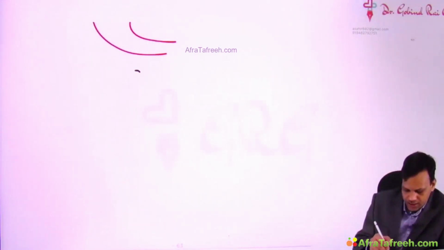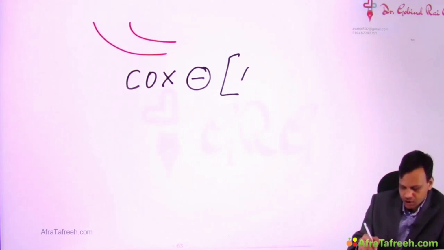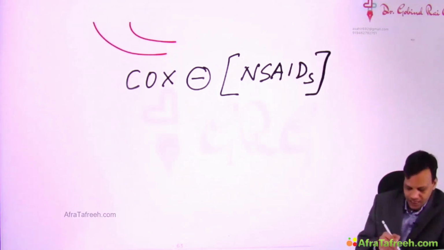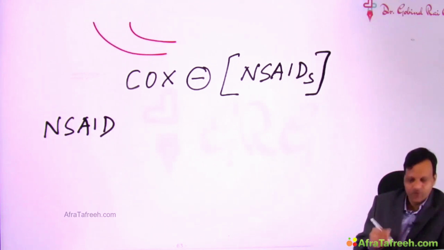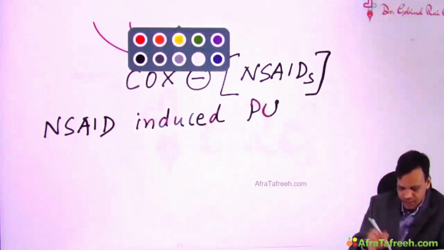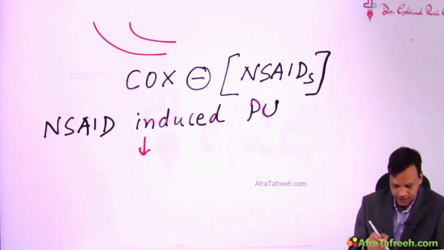So cyclooxygenase inhibitors like aspirin are also known as non-steroidal anti-inflammatory drugs. They can lead to peptic ulcer. So that peptic ulcer is called NSAID, non-steroidal anti-inflammatory drug induced peptic ulcer. This type of peptic ulcer is due to less prostaglandin. So we can give prostaglandin to treat this peptic ulcer, and the drug we can use is misoprostol.